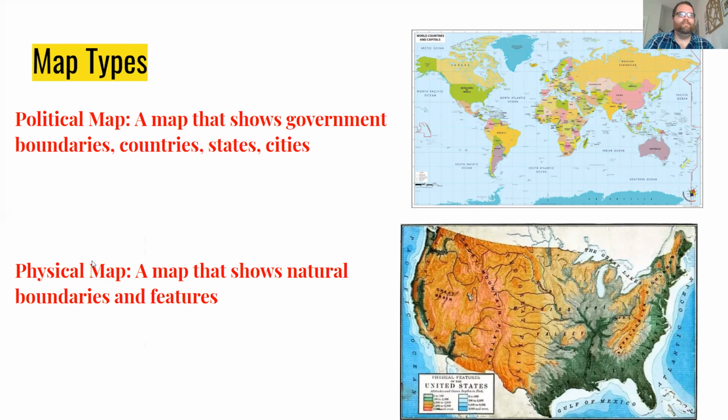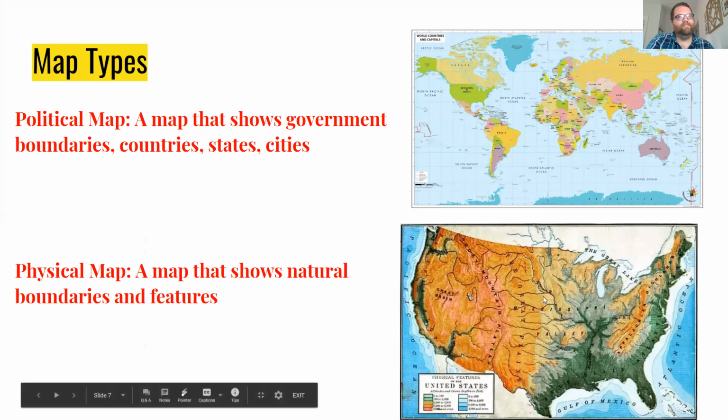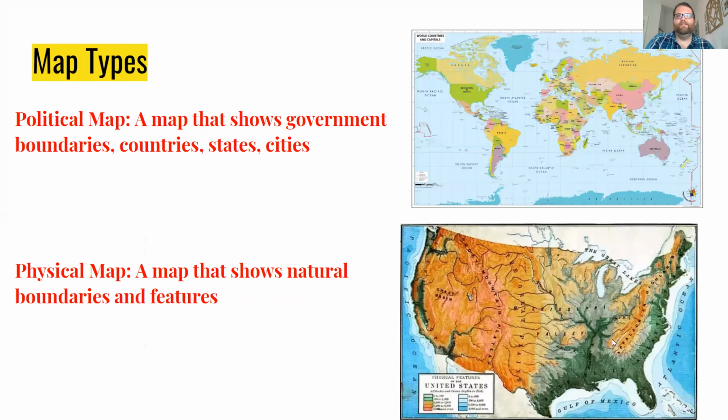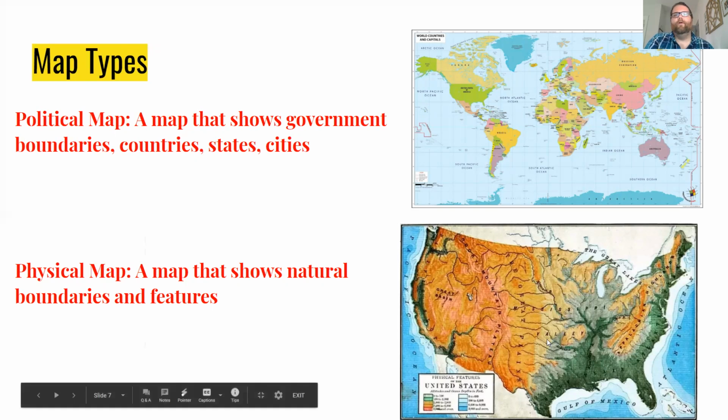Now we have a physical map that shows the natural boundaries and features. So this one's showing altitude. Okay, you can look at this and you don't really see the states on here, right? You can't really see where North Carolina is. But what this does show is the darker the green, the lower it is, the closer to sea level it is. The more red it is, the higher up it is. So I can guess that this is the highest point in America, and it is because it's our Rocky Mountains.